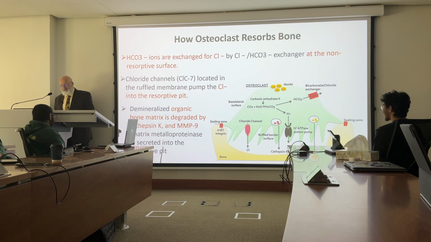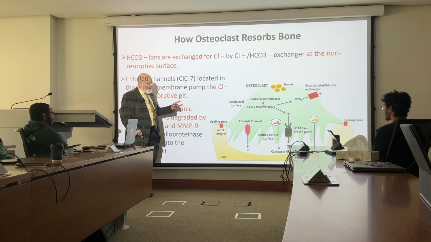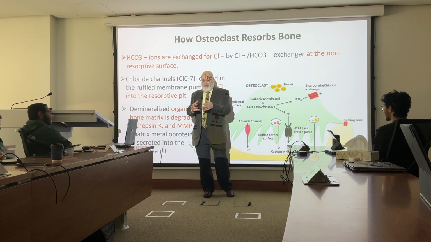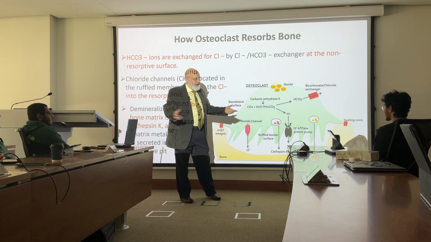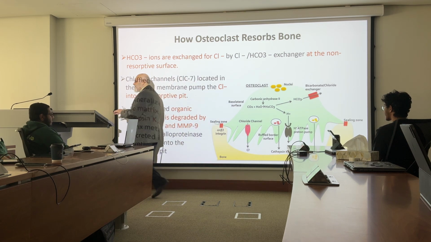So the organic matrix will be degraded by cathepsin K and MMPs, which are enzymes that break down the matrix proteins. What we have in this first is going to be sealed, nothing's going to be leaked, especially in the acidic environment. We don't want this to be leaked outside. That's why it's very tightly sealed. Everything else will be trapped inside this cavity.